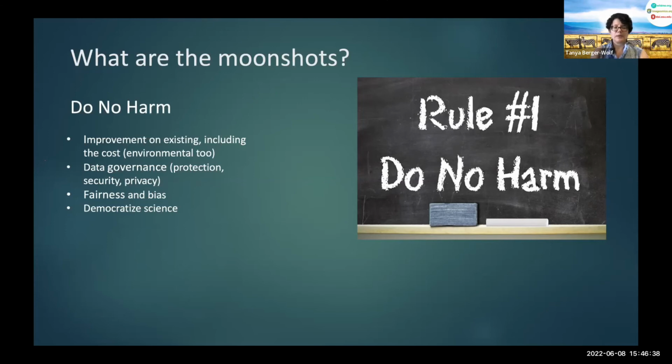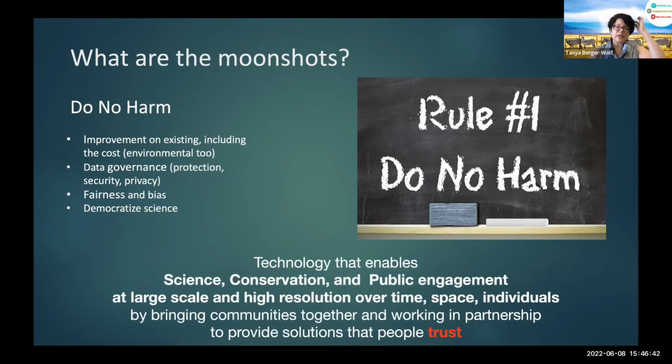And then dealing with the bias, including data bias, and really democratizing science, which has been mentioned several times, so that the access which is happening in AI, that the separation between those who have access and those who do not is becoming more and more pronounced.